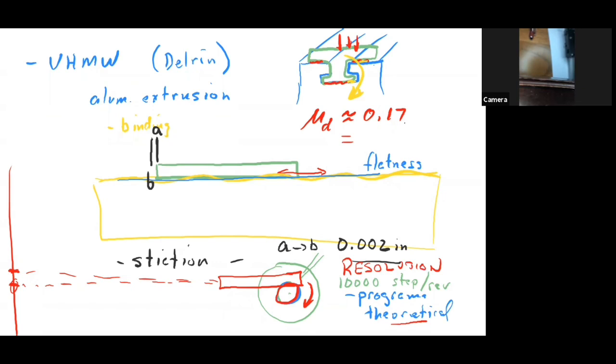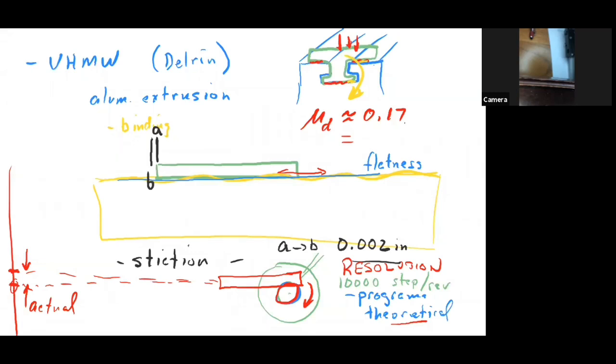And then this was actual. And why is there a difference between theoretical and actual in terms of resolution of the system? Because there's friction. So one of your big goals, if you want to make small motions, you've got to get rid of friction. There's just no way around it. You've got to get rid of it.